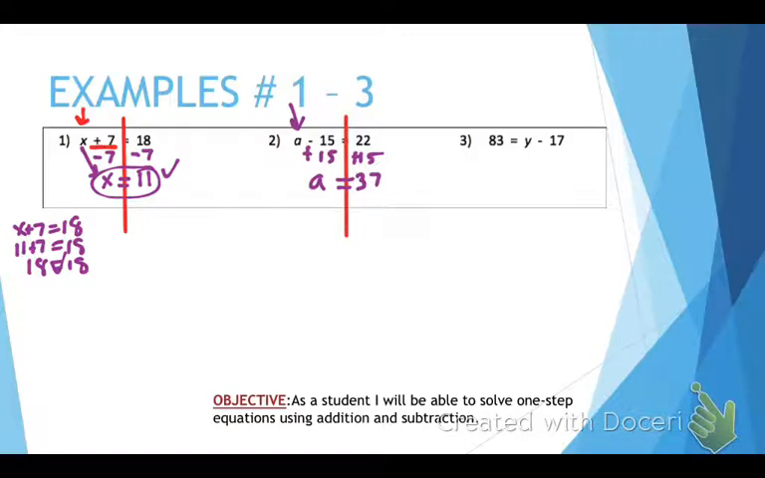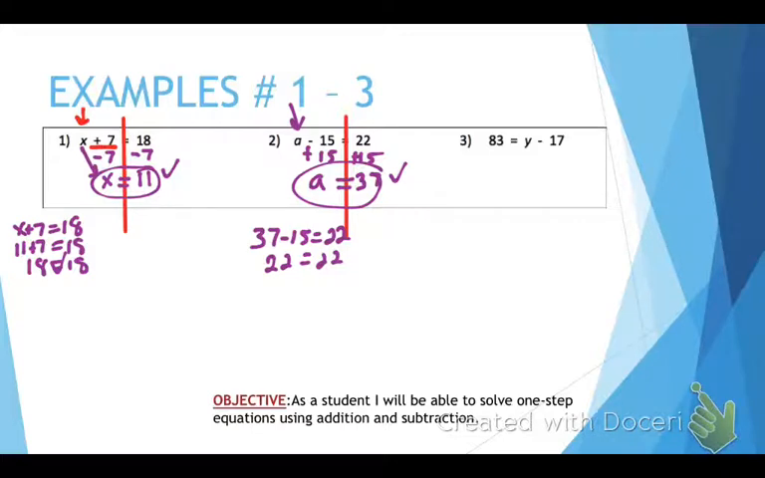All right, what do we do? Well, we double check our answer. We go ahead and put it back in the equation. 37 minus 15 equals 22, and 37 minus 15 is 22. 22 equals 22, yep, that works. We're good. a equals 37. We need to make sure we circle it, and you must have the variable equals in your answer. So it must say a equals 37. If you just write 37, you are wrong.